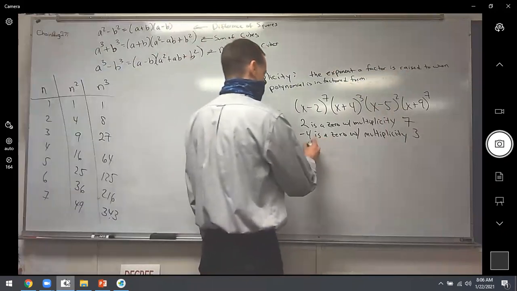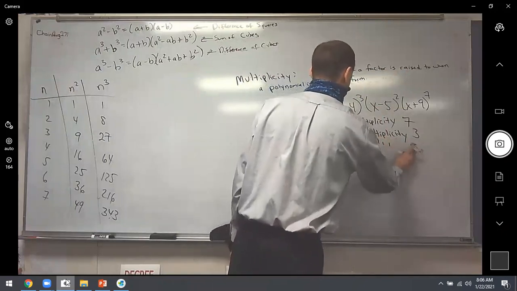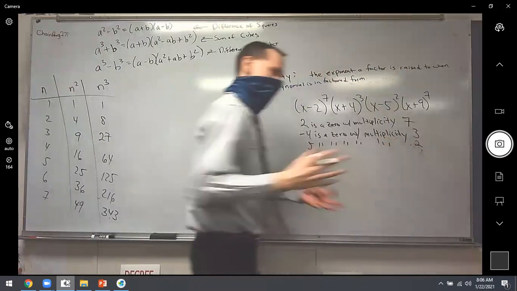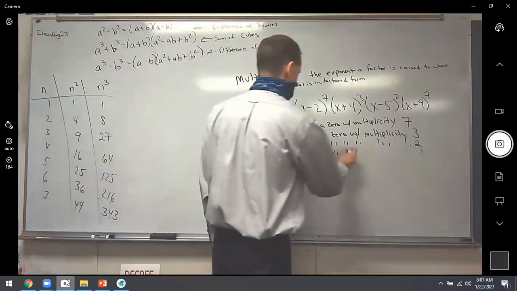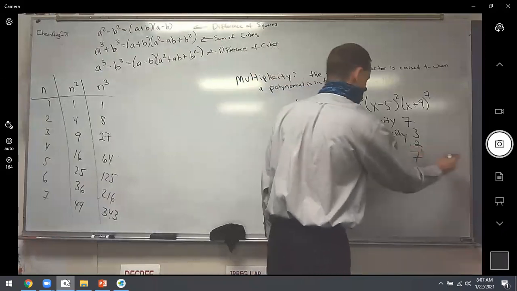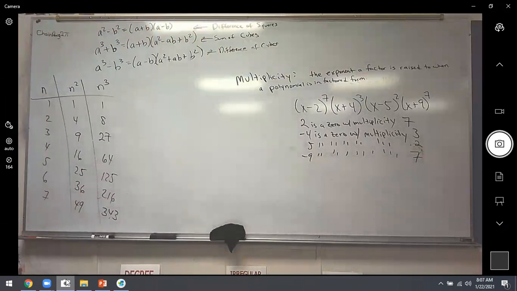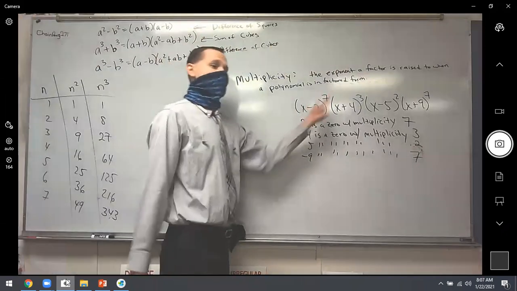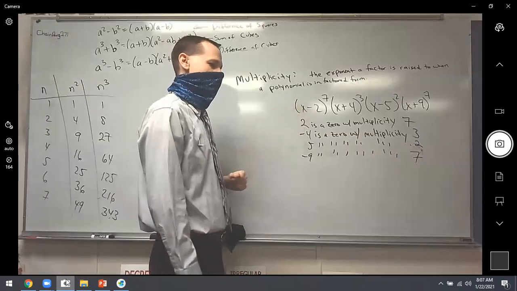Same thing with the other ones. 5 is a 0 with a multiplicity of 2. There are 2 of those x minus 5s buried inside this thing. And -9 is also a 0 with multiplicity of, again, 7. So multiplicity just means how many times the factor's there, which is really just the exponent. That's why I said it's the exponent the factor is raised to, but that's how many of those factors are in there.